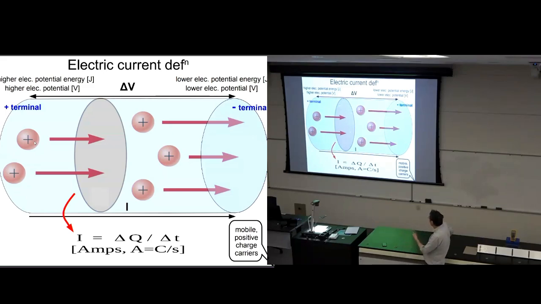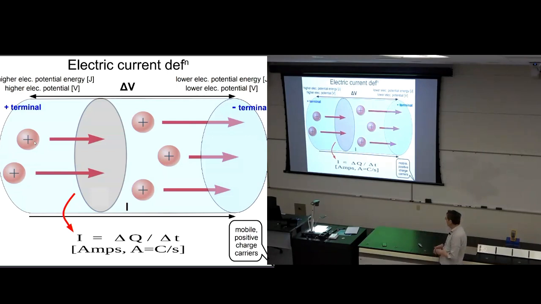We can quantify this flow of charge from left to right by electrical current. I is the symbol that we give to electrical current, and the definition of electrical current is the amount of charge that flows past a certain location. Let's imagine this location here. The amount of charge that flows past or through this location per unit of time. This is our master equation. This is what defines current in terms of charge. It's just the rate of flow of the charge.